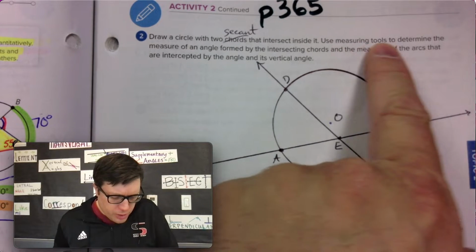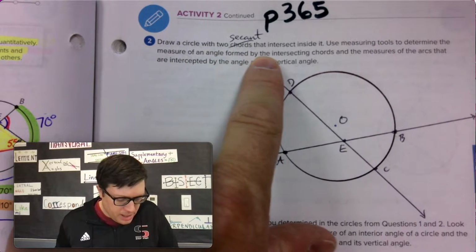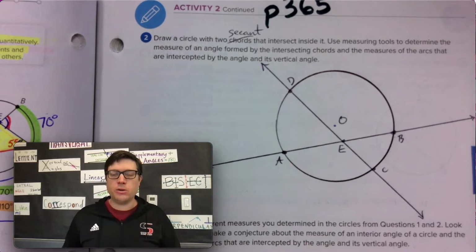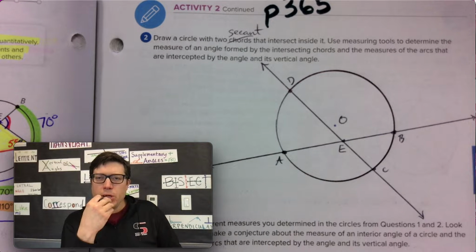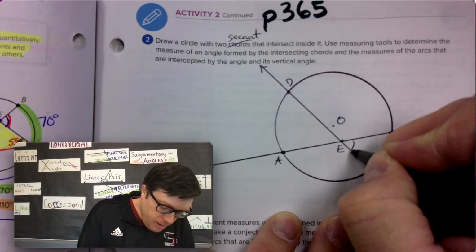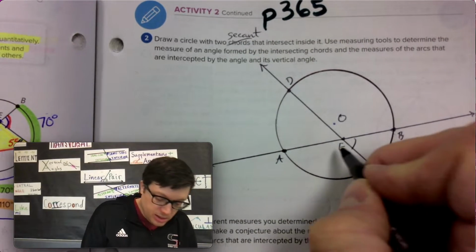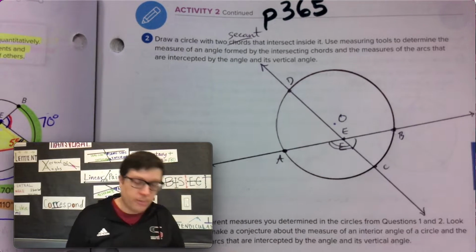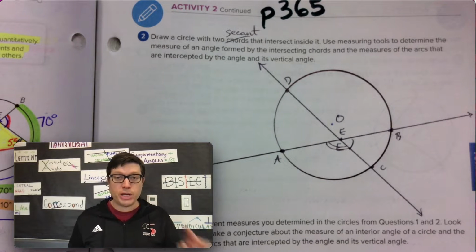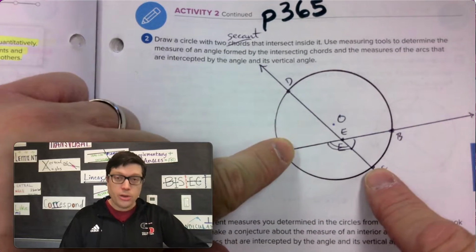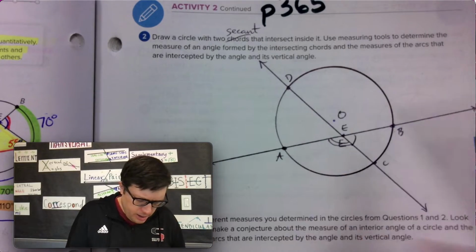All right, use measuring tools to determine the measure of an angle formed by the intersecting chords and the measure of the arcs that are intercepted by the angle and its vertical angle. Okay, so I guess this is saying, how big is that angle? And also, likewise, how big is that angle? And I'm going to put 2 spikes on them. And I think I'll label point E up here. If I know those two pieces of information just from measuring it all out, then I should be able to come up with a prediction for these two chords and the measure of the arcs.